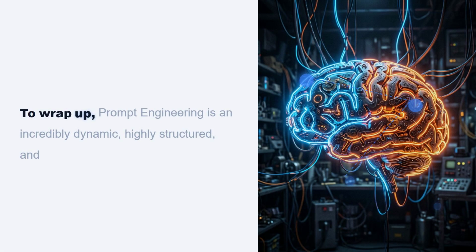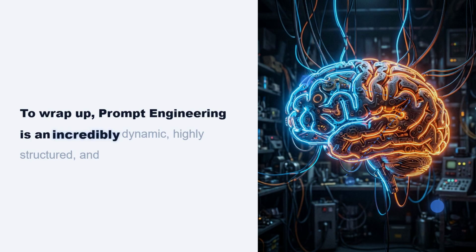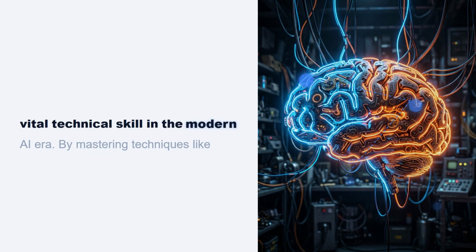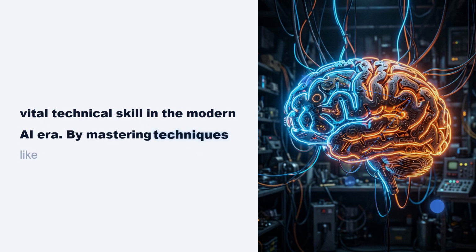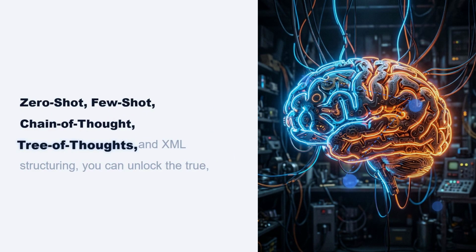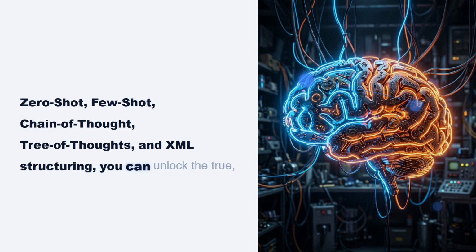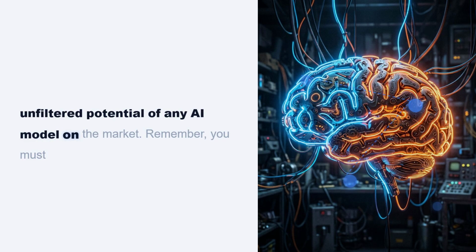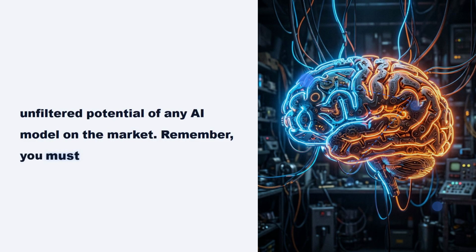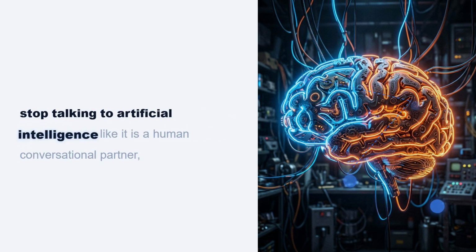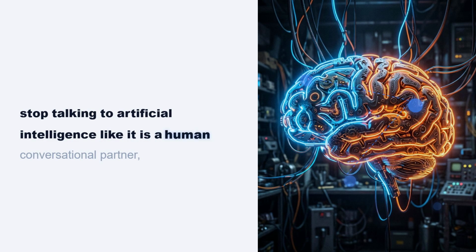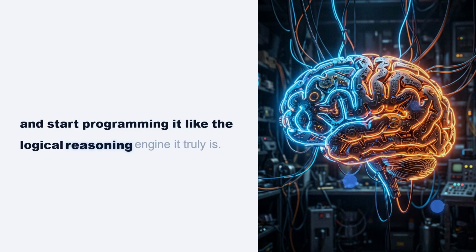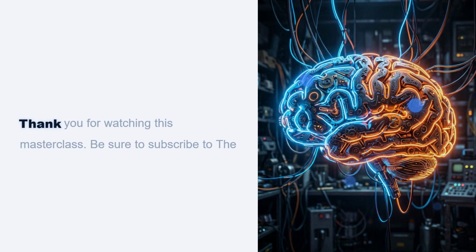To wrap up, prompt engineering is an incredibly dynamic, highly structured, and vital technical skill in the modern AI era. By mastering techniques like zero-shot, few-shot, chain of thought, tree of thoughts, and XML structuring, you can unlock the true, unfiltered potential of any AI model on the market. Remember, you must stop talking to artificial intelligence like it is a human conversational partner, and start programming it like the logical reasoning engine it truly is.